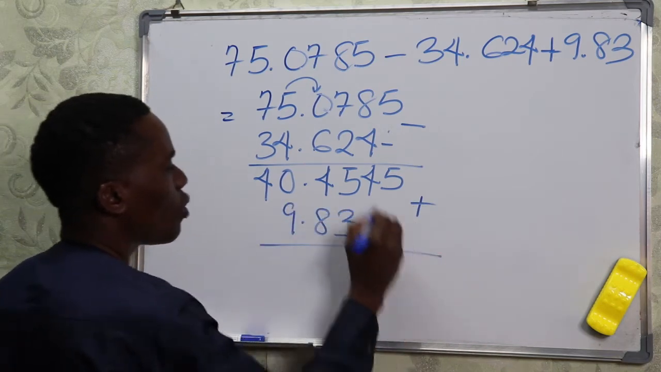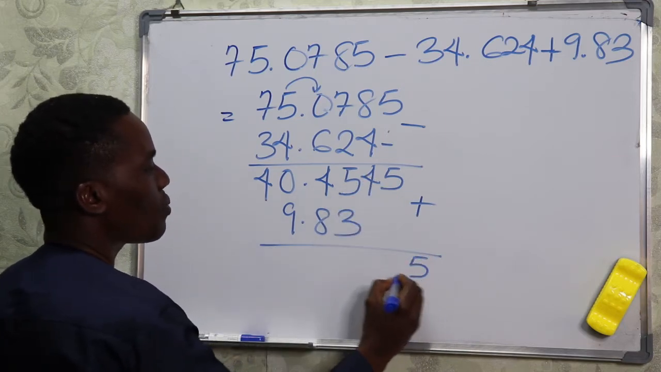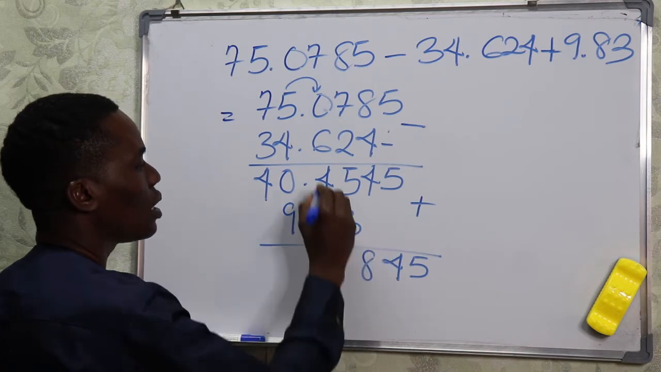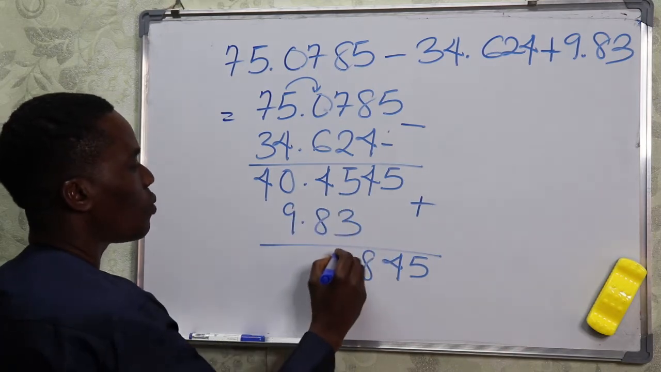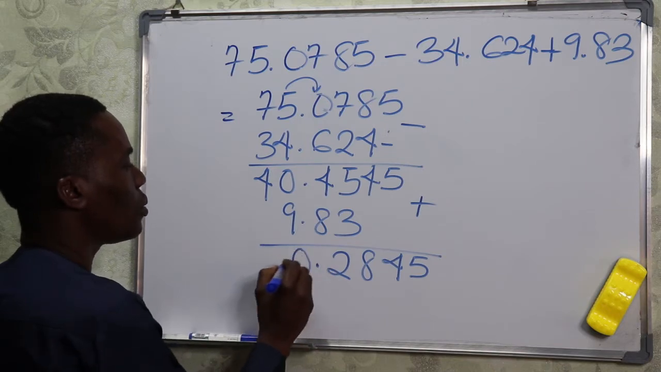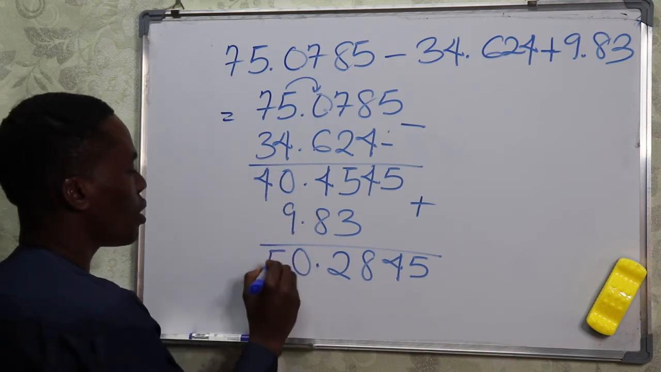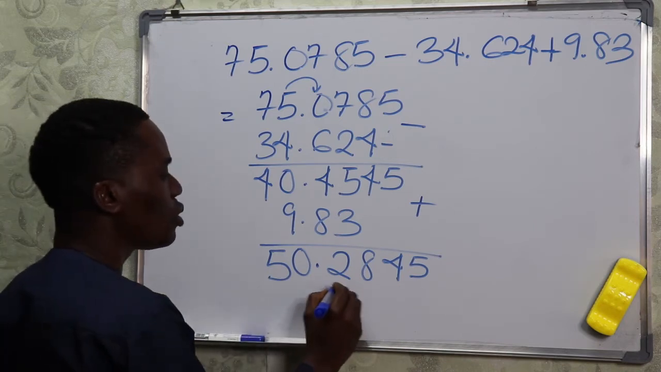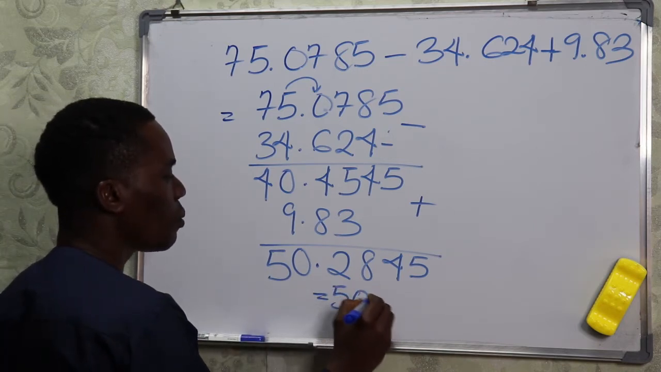9.883. Now if we add that, this will give us 5, this will give us 4, this will give us 8, and this will give us 12. We'll carry 2, carry 1, this will give us 0, 0 plus 1, that will give us 1 plus 4 will give us 5. So our result is going to be 50 points.